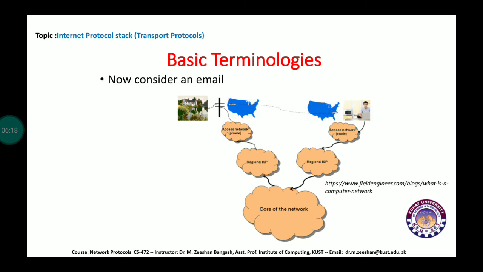Now we can consider how a person sitting in the United States is emailing some information to a faculty member at Kohat University of Science and Technology, which is received by him in his office at the KUST main campus. How does this communication take place? We discussed it in our previous discussion: this information passes through different regional ISPs to the core network, then to another regional ISP of the destination network, and then to the destination network.